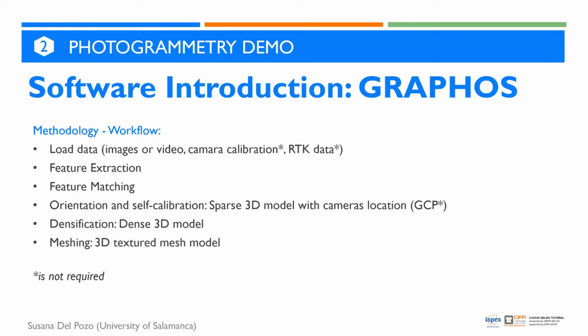And next, we continue with the densification of the 3D model, after which we get the dense 3D model. Finally, we make the mesh process to obtain the 3D textured mesh model. You see that in this methodology or workflow, we don't have implemented yet the orthomosaic and the DTM model, okay? But we have developed it, but it's not implemented in this version.